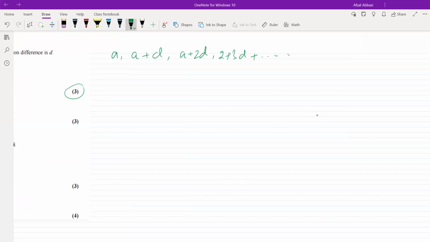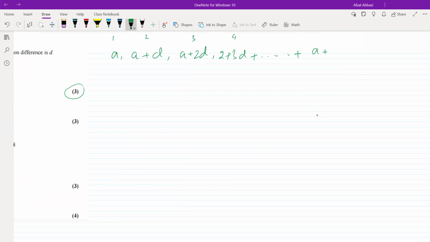And because we have to write up to n terms, the last term can be written as a plus some number of d's. So how many d's do we have? We have to check carefully. This is our first term, this is second term, this is third term, this is fourth term. Just check the connection between the term and the number of d's. The number of d's is one less than the position, that is the term number.